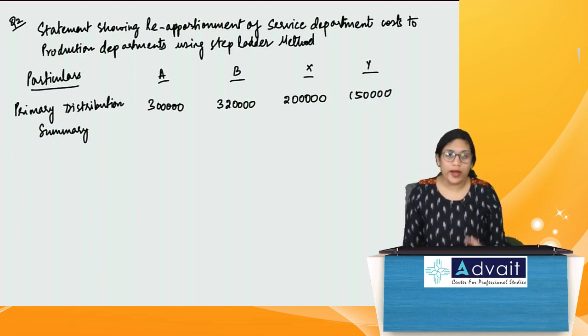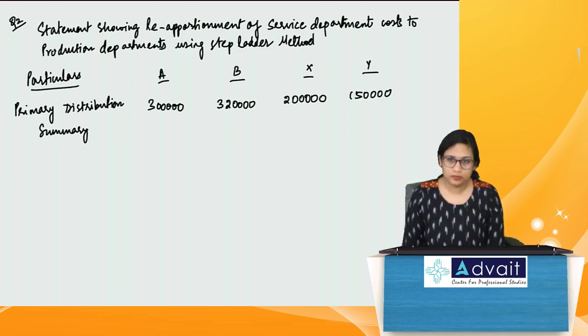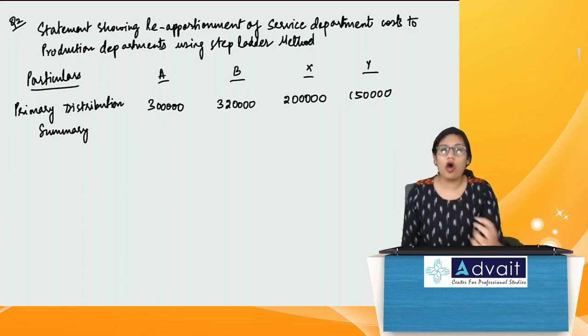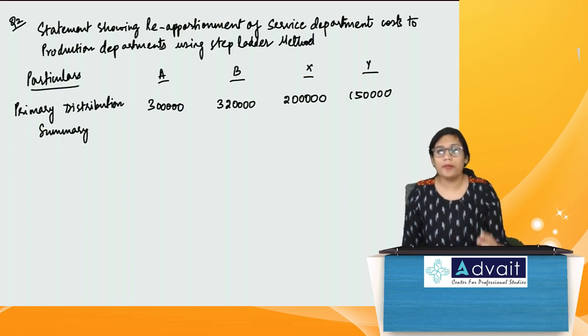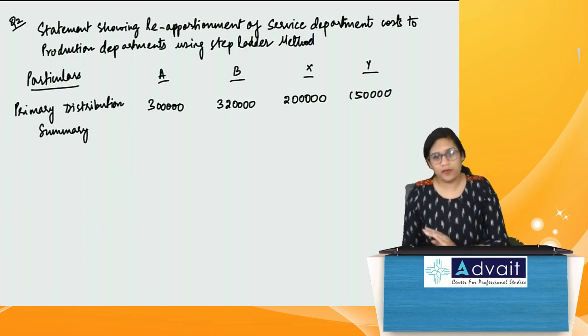So between the two, I told you yesterday, who should we start distributing first? Should we start distributing X first or should we start distributing Y first? Absolutely. We will start distributing X first because X is serving all departments. So that service department which serves all departments will go first unless they have told in the problem that some other department will go first.